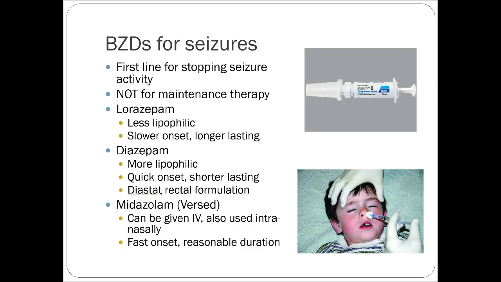All right, benzodiazepines are highly useful for stopping seizures. So these are first line drugs for acute seizure activity. We don't use benzos for maintenance therapy unless in very odd cases of people with really resistant seizures. But for the most part, these are just for the acute phase.